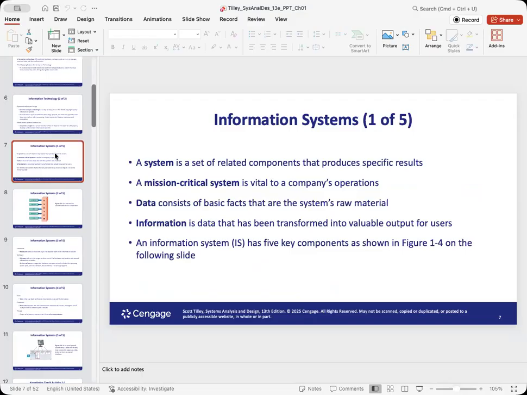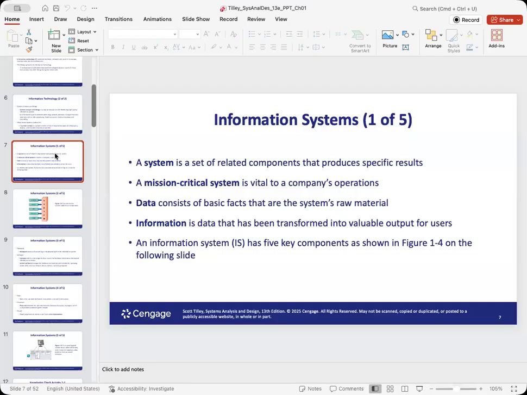Now, under information systems, there are elements that we will look at. First, we will look at what a system is. A system by itself is a set of related components that produces specific results. Understand this critically: a system is a set of related components. So a system could be a software, or a system could be the entire organization, because it's a set of related components that produces specific results.